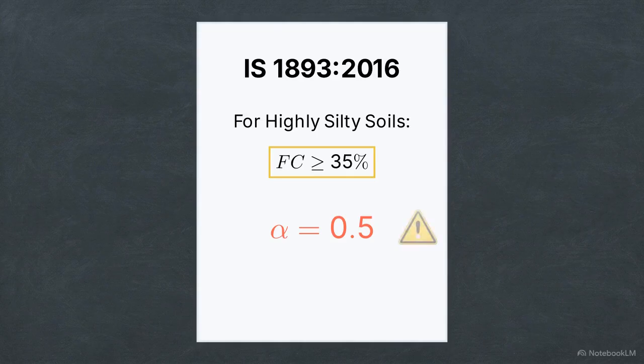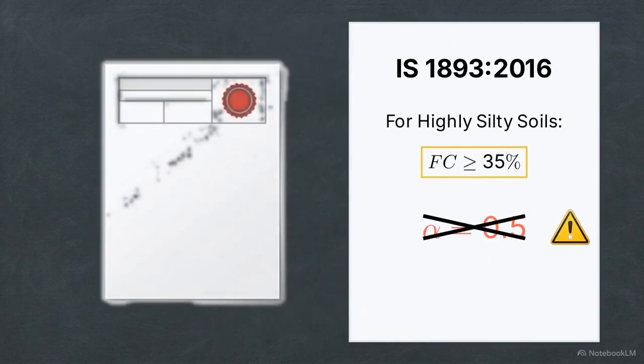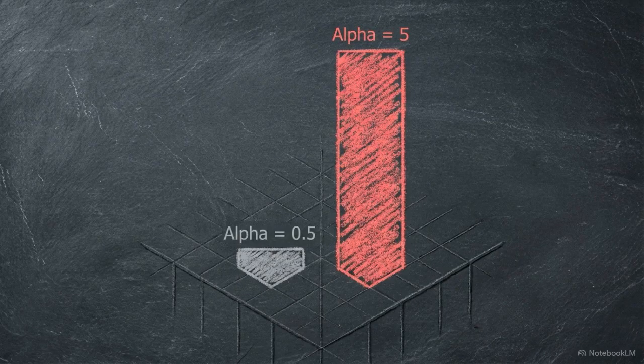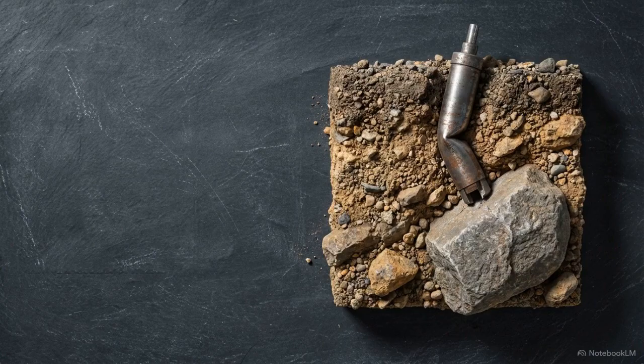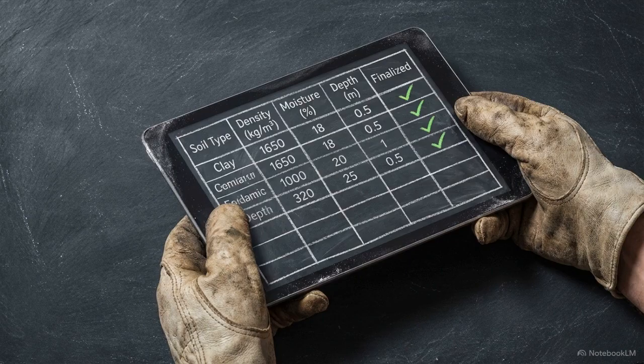The original 2016 printing of the code contained a severe typographic error. September 2017's Amendment No. 1 corrected the alpha coefficient for these soils from 0.5 to a flat 5. Using the unamended alpha value results in a 10-fold error when calculating the soil's resistance capacity. While SPT provides discrete data points, the cone penetration test offers a continuous stratigraphy profile, and shear wave velocity is essential for gravelly soils where penetration tools face refusal. Field data is meaningless unless it is rigorously corrected to reflect the true physical state of the ground.